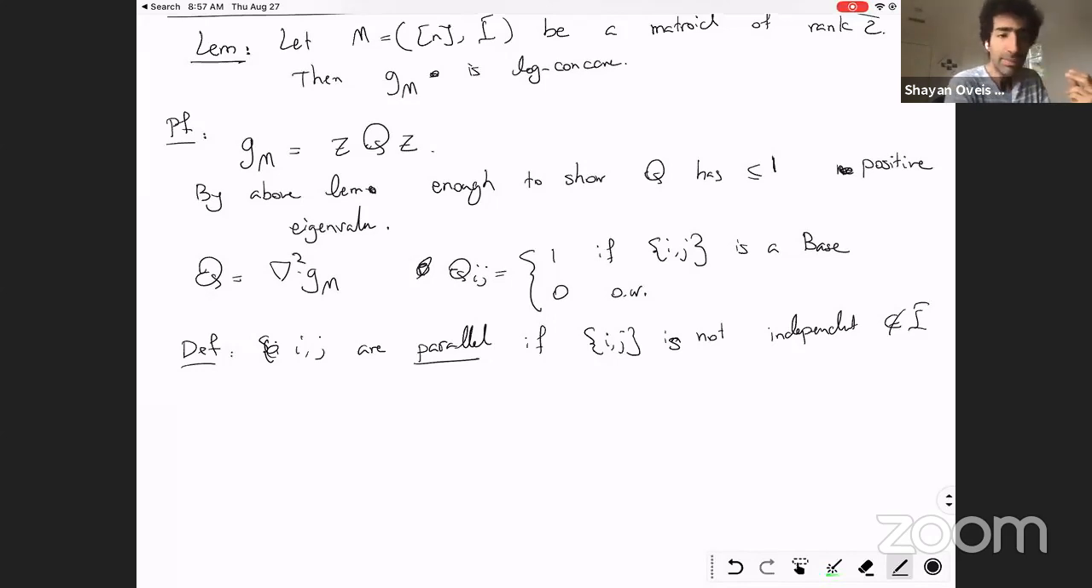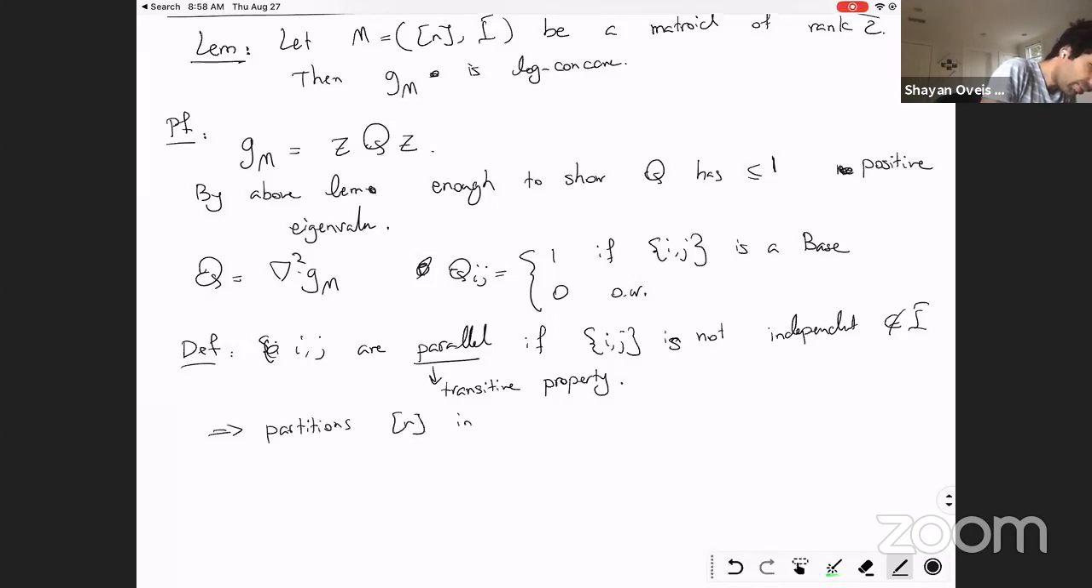Now, the main observation is that parallelism is a transitive property. Meaning that if i and j are parallel, and j and k are parallel, then i and k are parallel as well. I'm not going to prove this. You can just observe that it holds for a graph and prove it for any matroid in general. It follows from exchange properties of a matroid. So therefore, this partitions the elements of the matroid, partitions N, into parallel classes.